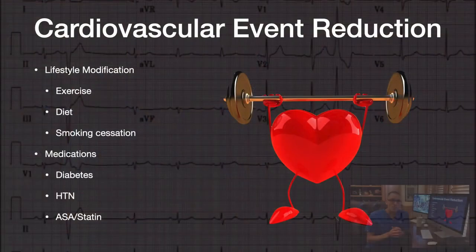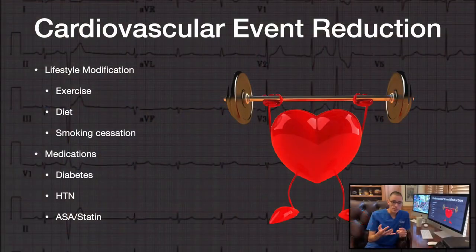But remember, regardless of what we're doing with that blockage, we still have to do the basic things to prevent cardiovascular events, because the primary goal of treating coronary disease is preventing stroke, heart attack, and death. And we can do that through a combination of lifestyle modification, which includes diet, exercise, and smoking cessation, as well as medical therapy, including treating diabetes and high blood pressure with medications, and oftentimes aspirin and a cholesterol medicine.